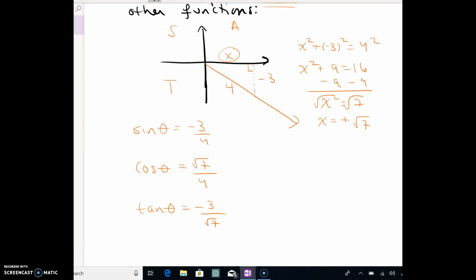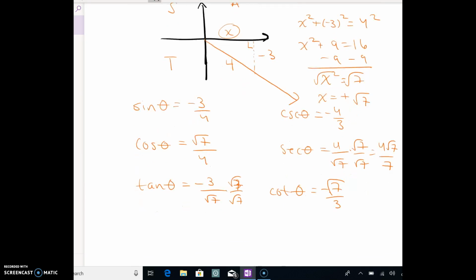And again, once we have these, we can quickly find the reciprocal trigonometric functions. So we have cosecant of theta just by flipping sine. It's -4/3. We know secant of theta, and we're going to take the reciprocal, so it's 4 over the square root of 7. Rationalize it, and we get 4 square root of 7/7. And for the cotangent of theta, we get negative square root of 7/3, and then we can rationalize it over here as well by multiplying both sides by the square root of 7. We get -3 square root of 7/7.